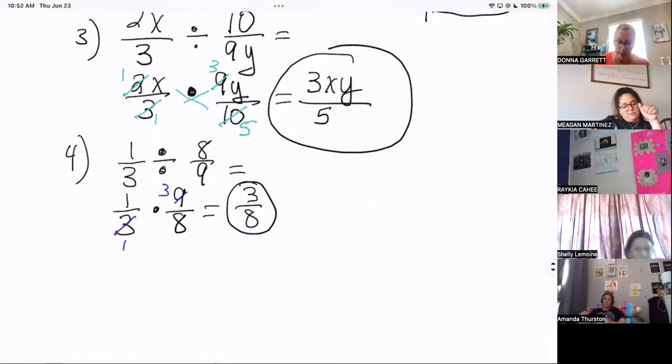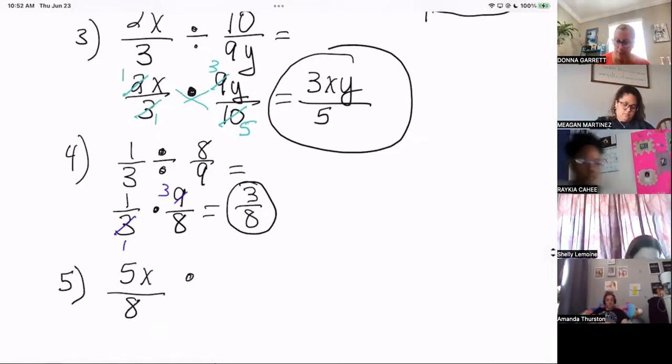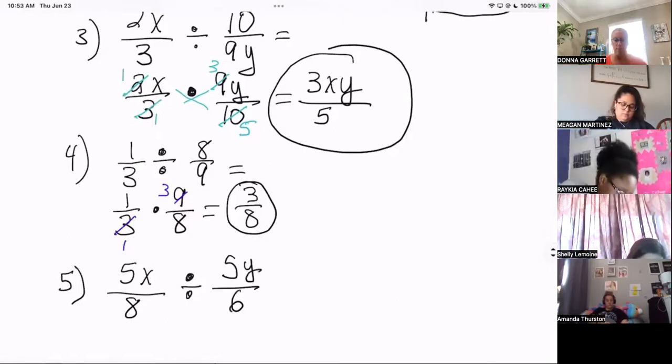Yay. Okay. Let's try one with a variable, just so you can practice. Let's do 5x over 8 divided by 5y over 6. And again, the x and y are just going to be there. Don't let it mess you up. Just think about the numbers.